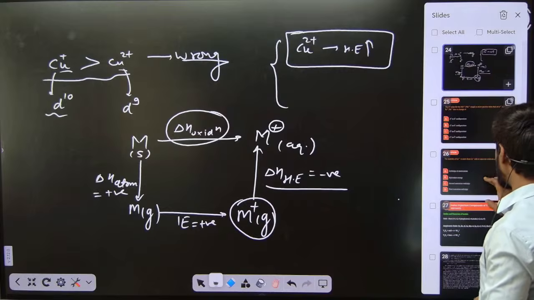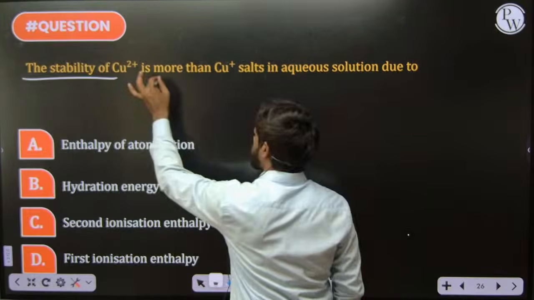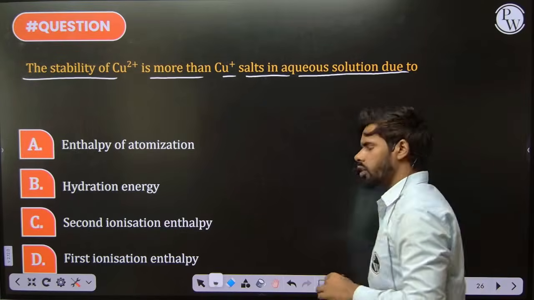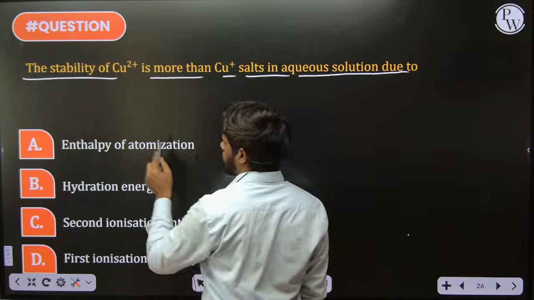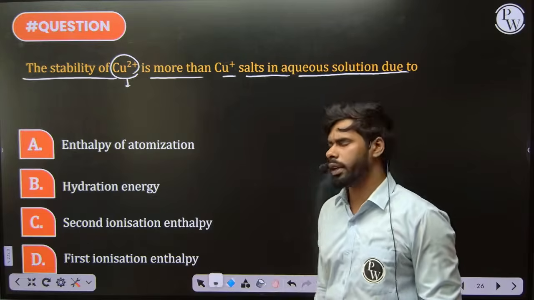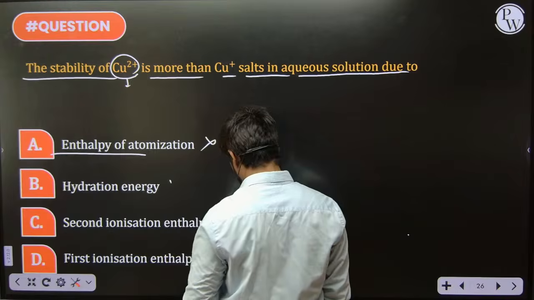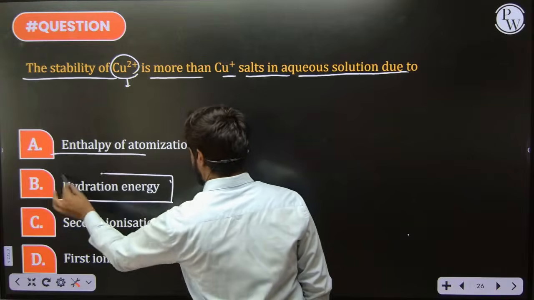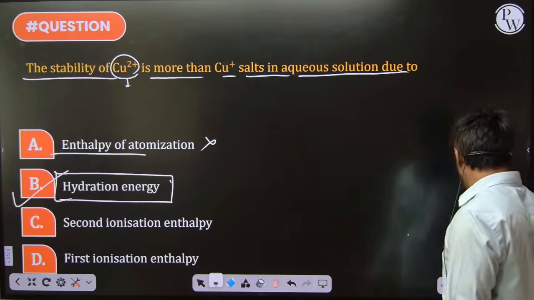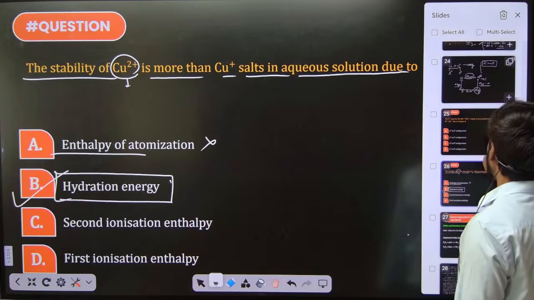The question is also there: the stability of copper 2+ being more stable than copper 1+ salts in aqueous solution is due to what? We know, in case of copper 1+ and copper 2+, for copper 2+ the hydration energy will be higher, and enthalpy of atomization is incorrect. So we can say the hydration energy will be very high for copper 2+. That's why it is more stable, even though Cu+ has a fully filled configuration.